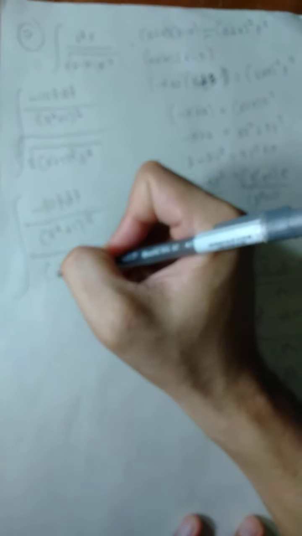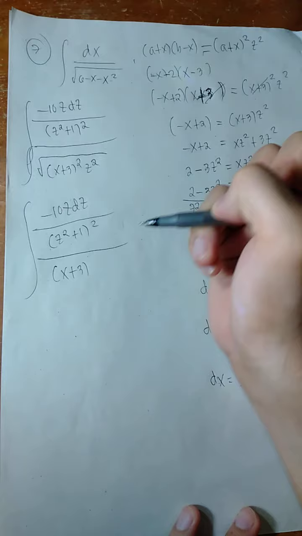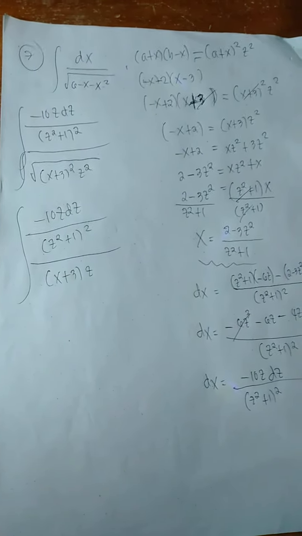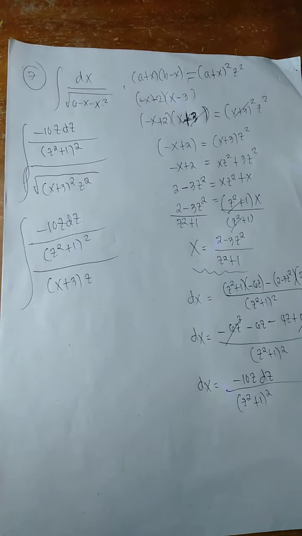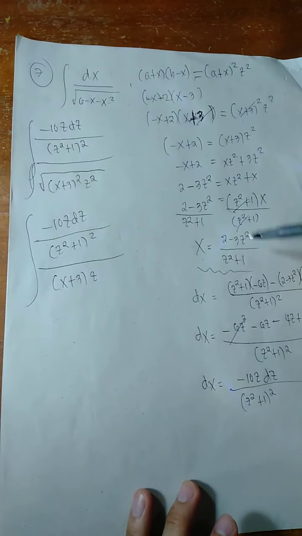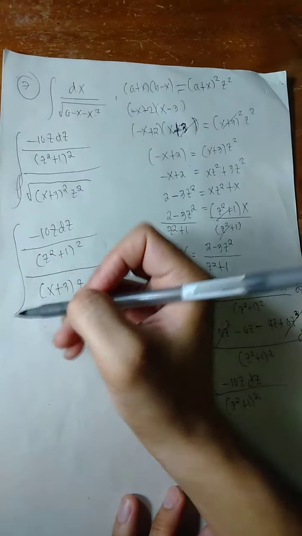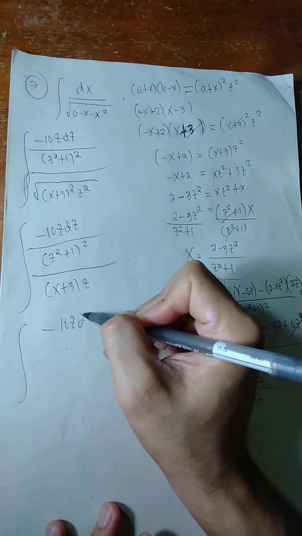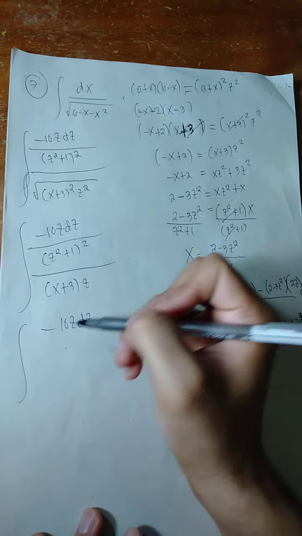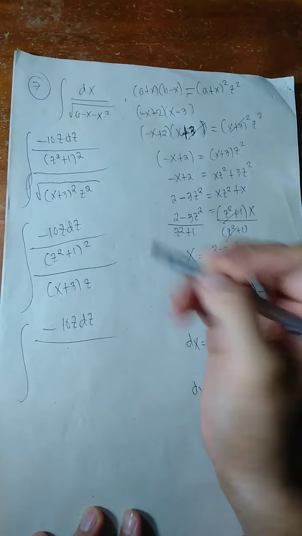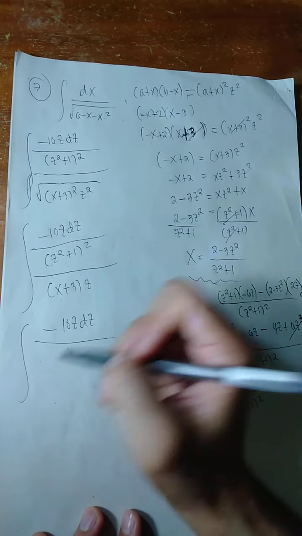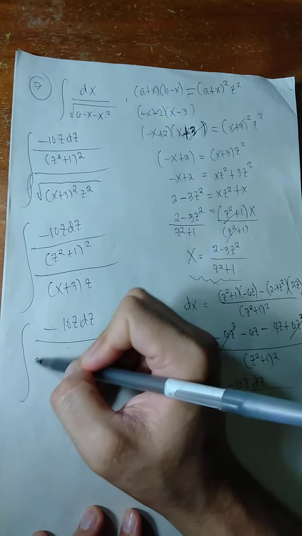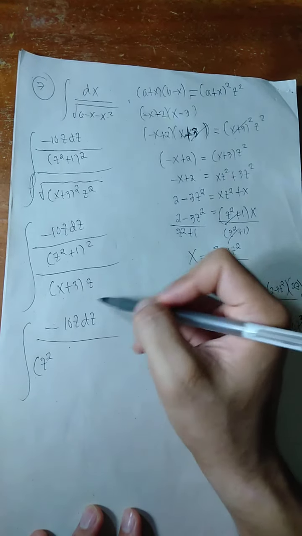So, magiging x plus 3z. So, problem pa natin, meron pa tayong x dito. So, papalitan pa natin yung x dito ng ito. So, magiging integral of negative 10z dz all over. So, pwede na to sa yung denominator. So, z squared. So, mag-reciprocal naman yan.